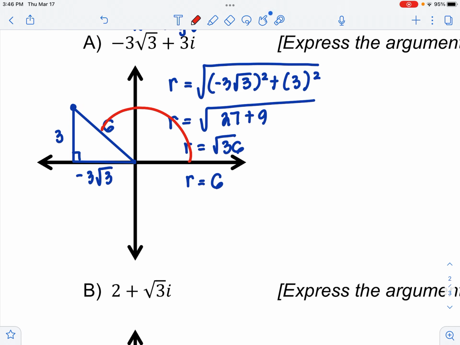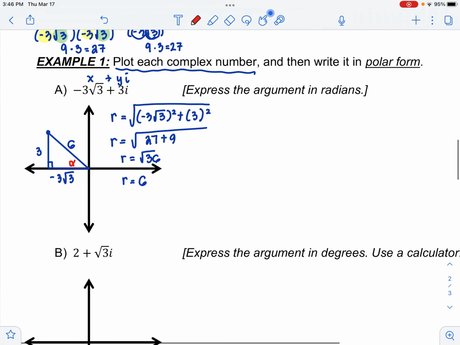So what we can do is find alpha, which I'm going to call this angle right here. We can find that angle, and then knowing that angle, we can find this angle. Okay, so let's find alpha. Notice it says express the argument in radians, so we're going to put our answer in radians, not degrees.